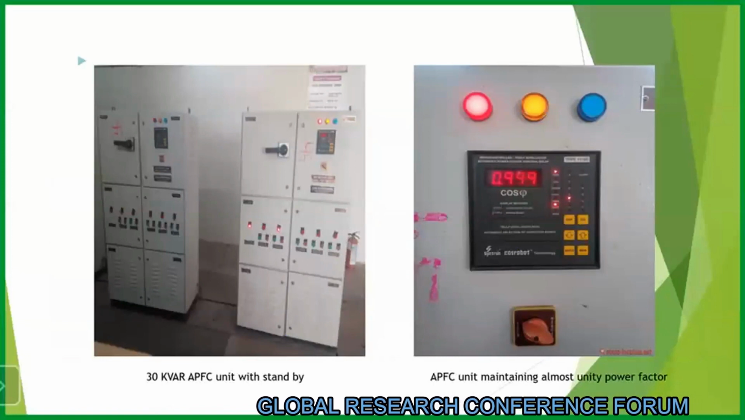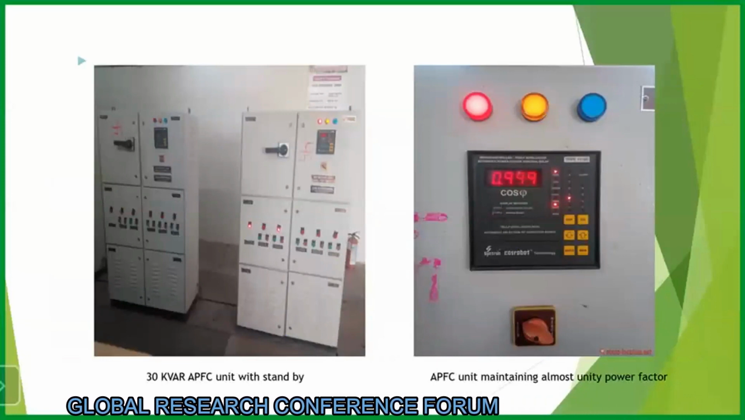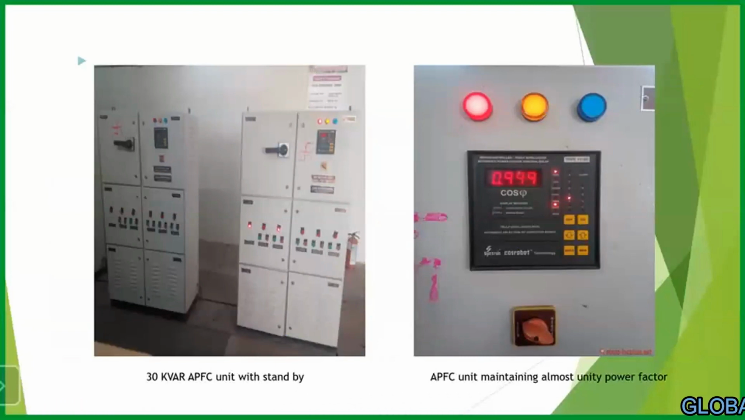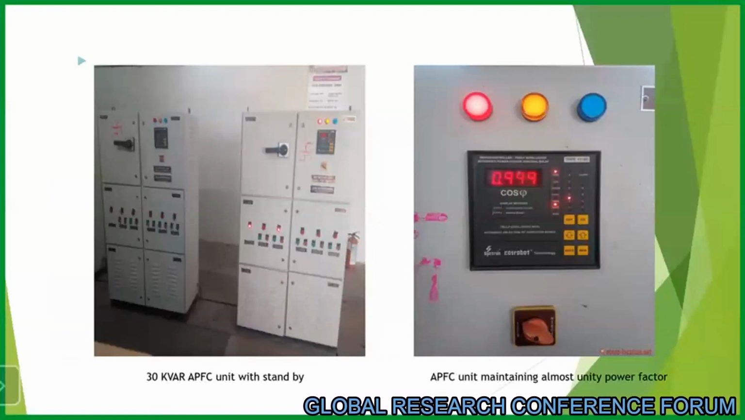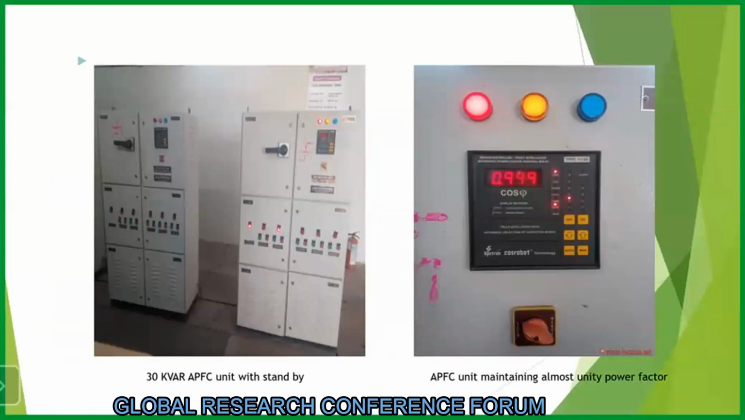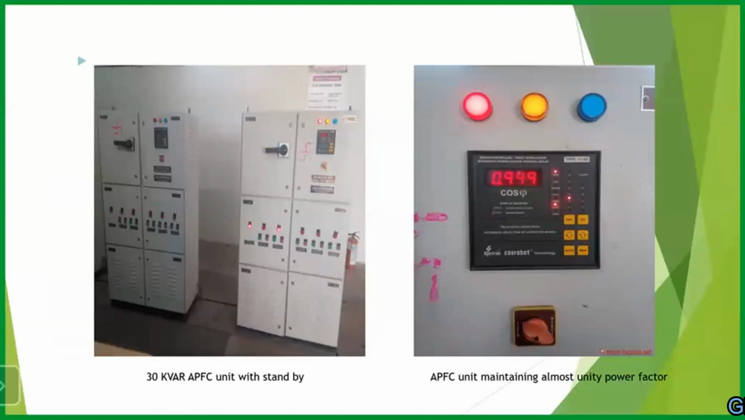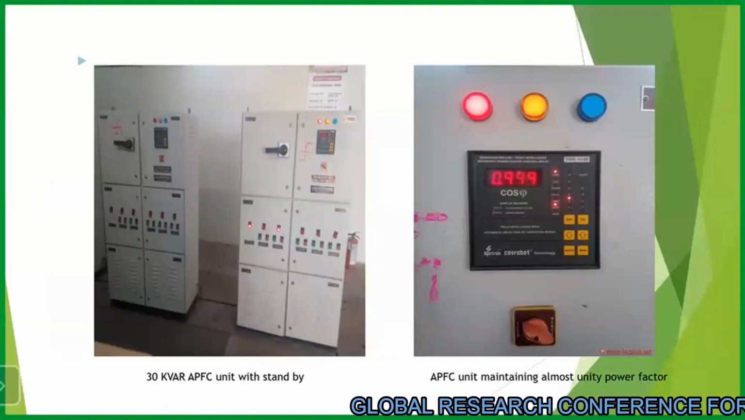Actually, my research center is SKNS COE Pandharpur. There they have a 100 kVA transformer, and they have an automatic power factor correction bank of 30 kVAR. The left figure indicates the 30 kVAR APFC unit, which has standby units. If one unit fails, then another unit automatically comes into action. So there are standby units.